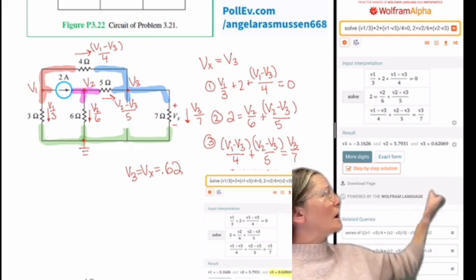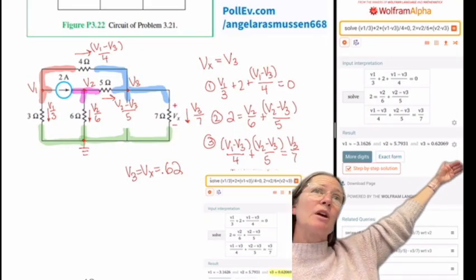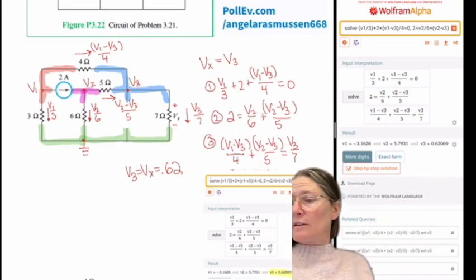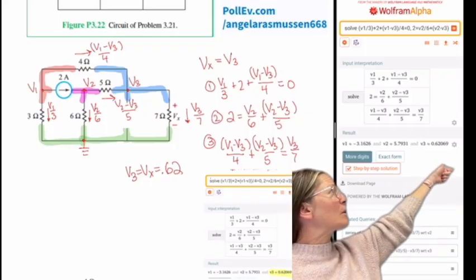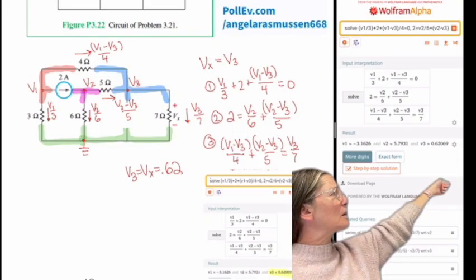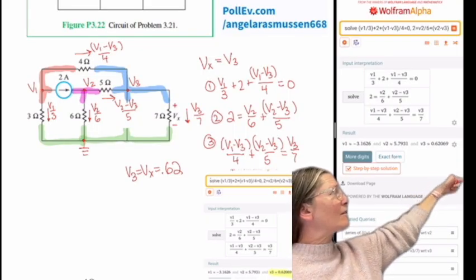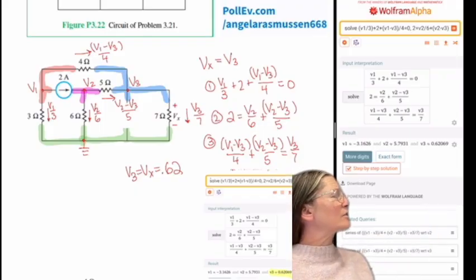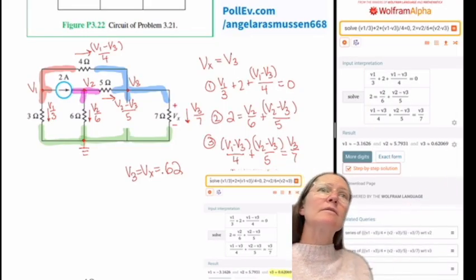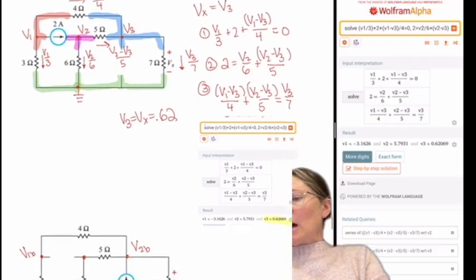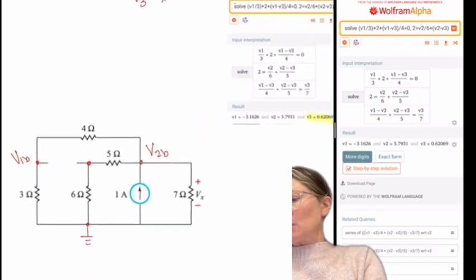going out. At the V2 node, you have 2 amps coming in. So 2 comes in, it's equal to V2 over 6 plus V2 minus V3 over 5, which goes out. And then at the V3 node, I have V1 minus V3 over 4 coming in, and then V2 minus V3 over 5 going in, and that equals V3 over 7, which goes out. And then note that V3 equals Vx. So I could have labeled it as Vx there. So solving that gives me that V3 equals 0.62.